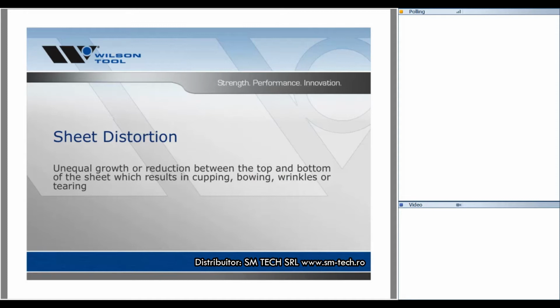Before I get into the causes for sheet distortion and the solutions, let's make sure we're all on the same page regarding what sheet distortion is. That would be the unequal growth or reduction between the top and bottom of the sheet, which results in cupping or bowing, sometimes wrinkling, and in the worst condition, tearing.